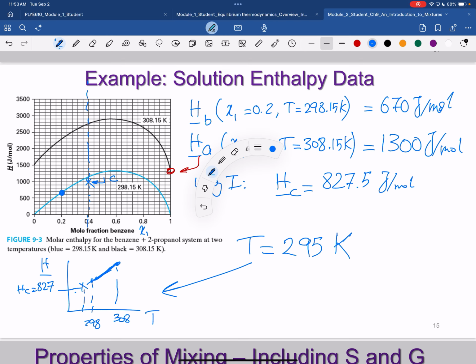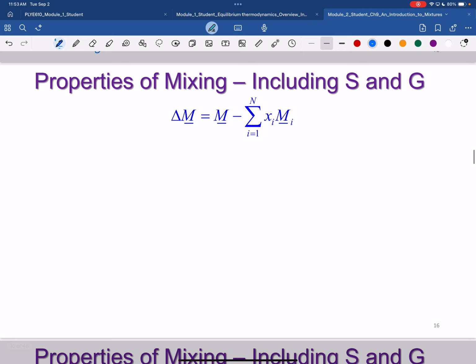Okay, so let's talk a little bit about this property of mixing. So far what you have learned is the ideal properties, and also we showed how you can define it for a mixture, that's fine, and your excess properties that show the difference between the real and pure components, right? So that's the main thing. Now let's define another property. We call this a mixing property. It can be defined for any property again.